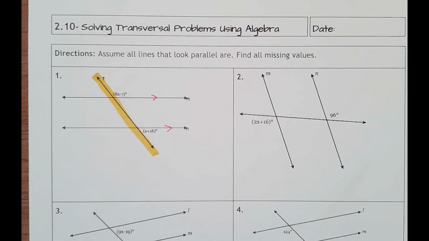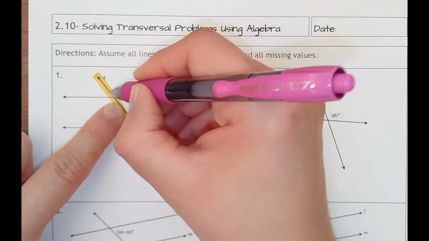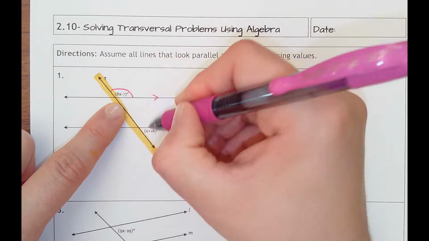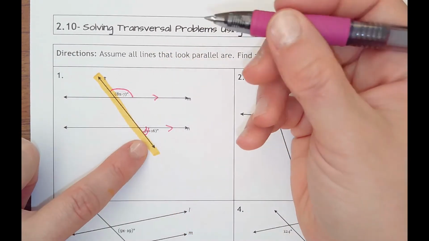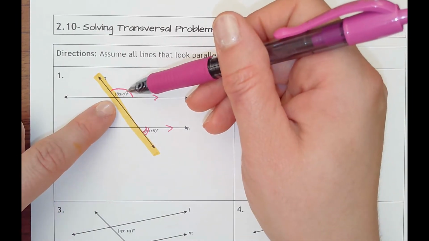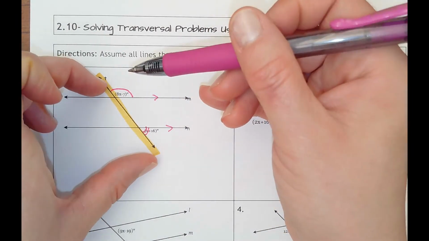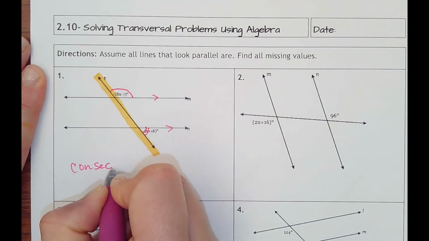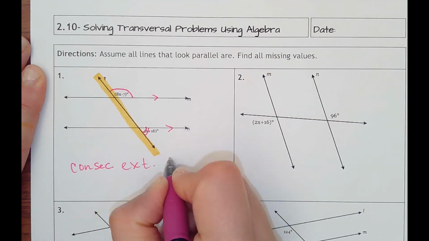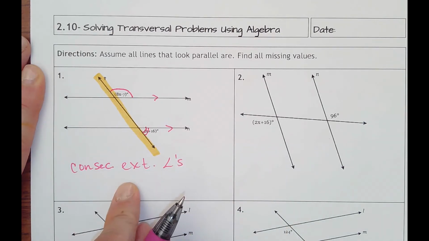We have an angle up here. That's a big obtuse angle, and then we have this little acute angle. So they're obviously different measures. And so their relationship is that they are consecutive exterior angles. And when they are consecutive, whether they're exterior or interior, they make a linear pair of 180.